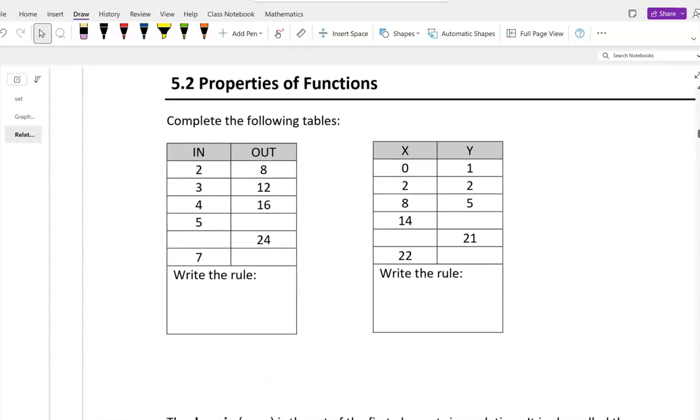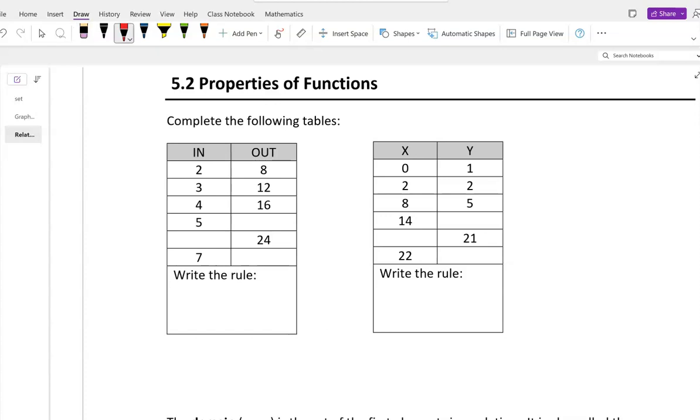Okay, so here's something new. Input, output. I want you to get used to thinking the input is X and the output is Y. So those are like synonymous. I can say input, output. I can say X, Y.